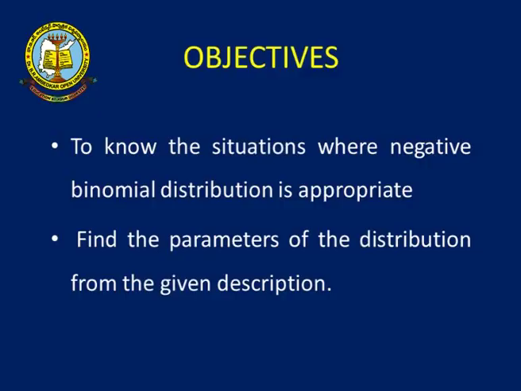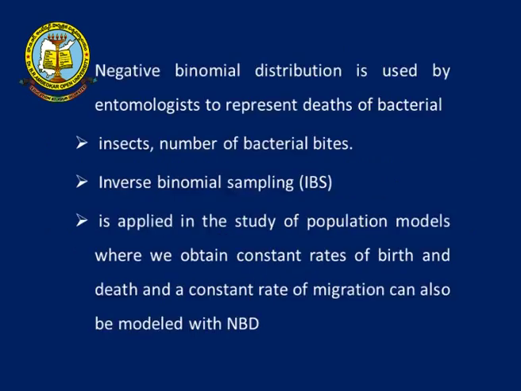The negative binomial distribution is appropriate where we find the parameter p of the distribution from the given description. The negative binomial distribution is used by an entomologist to represent counts of bacterial insects. In zoology we take the number of bacterial bites using inverse binomial sampling. Entomologists use this distribution for the bacterial insects.